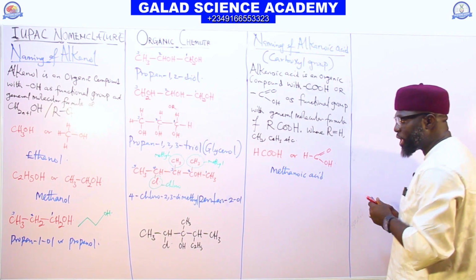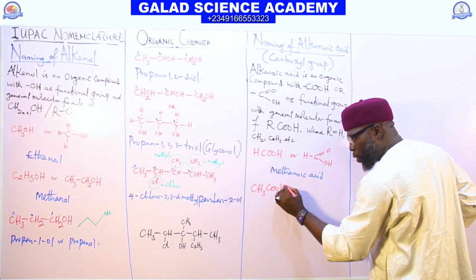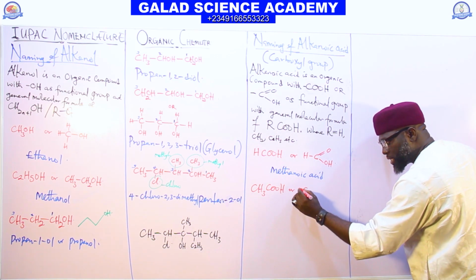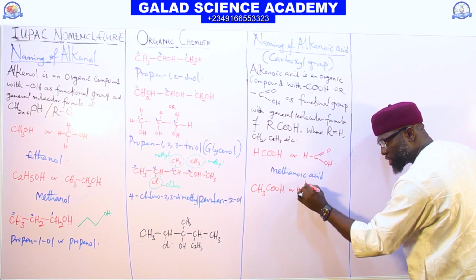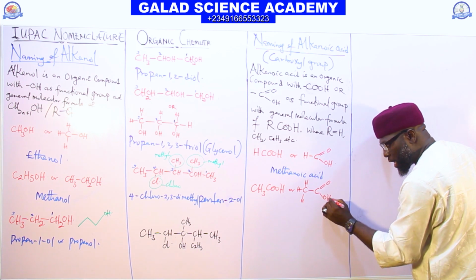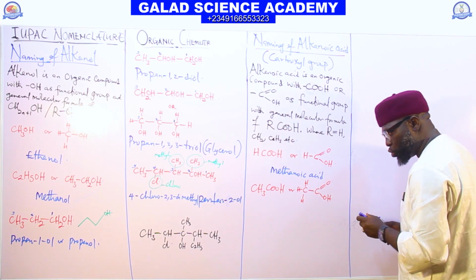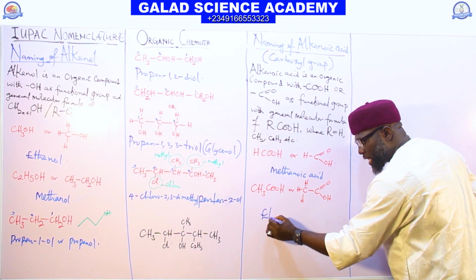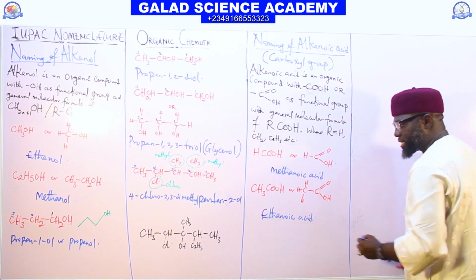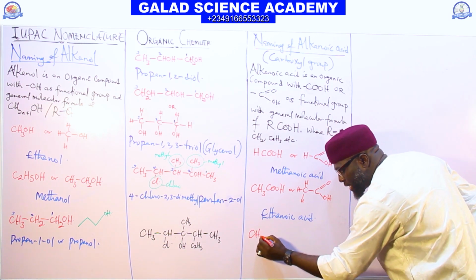But in the case where we have the compound CH3COOH, the structure of this compound is CH3 with COOH. How many carbon do we have there? Two. We call it ethanoic acid.